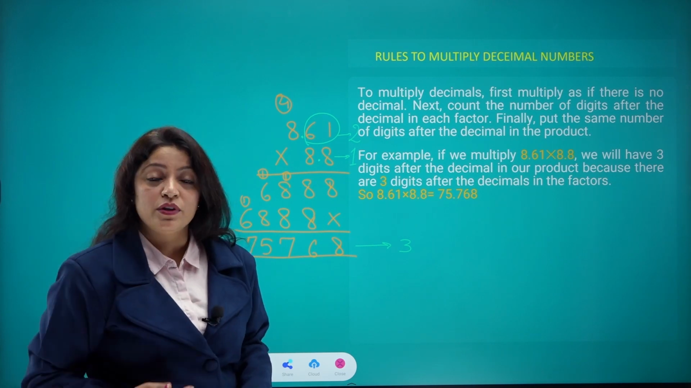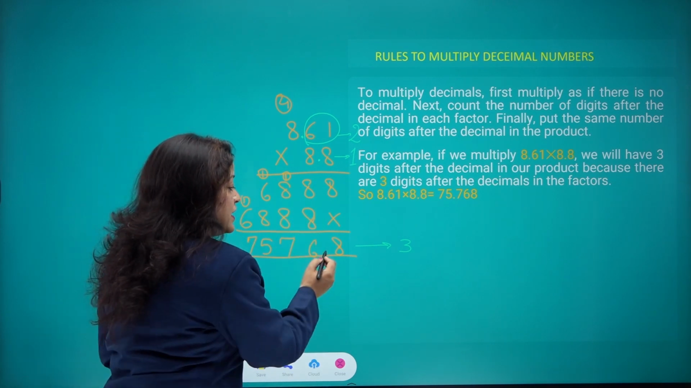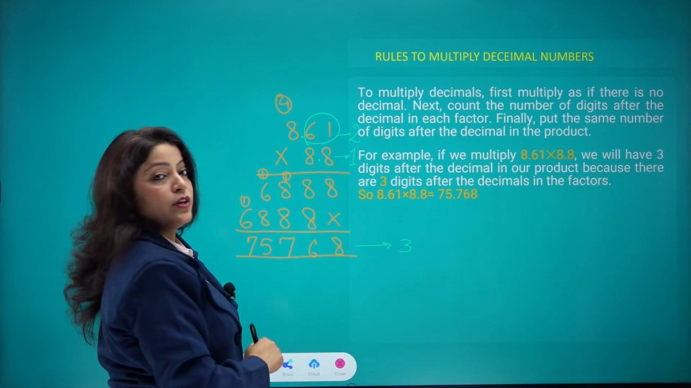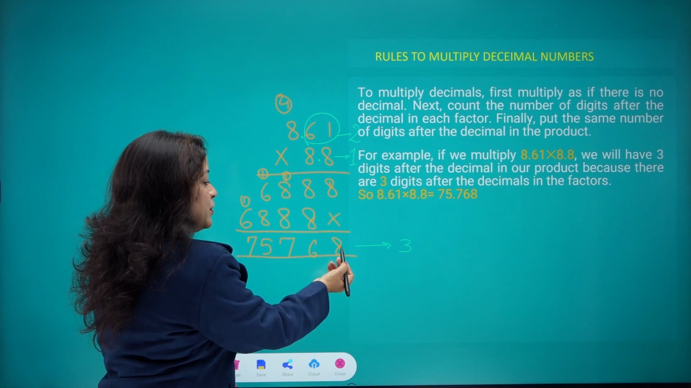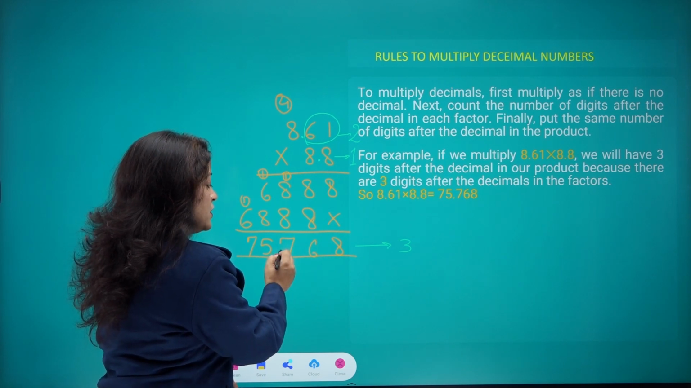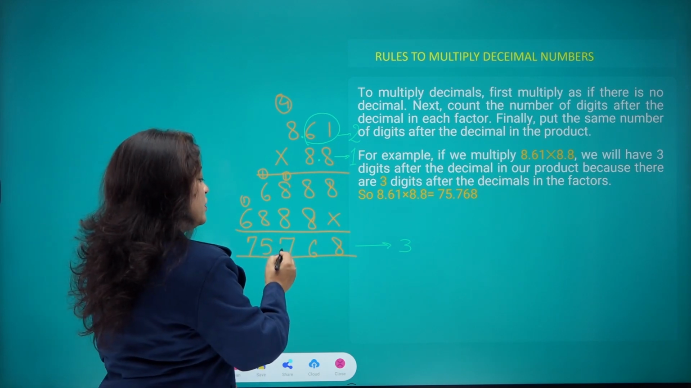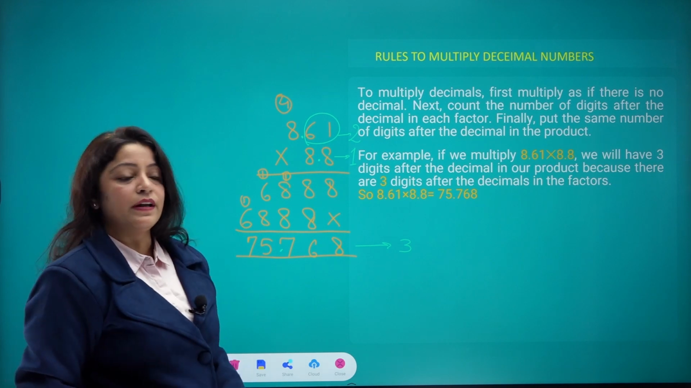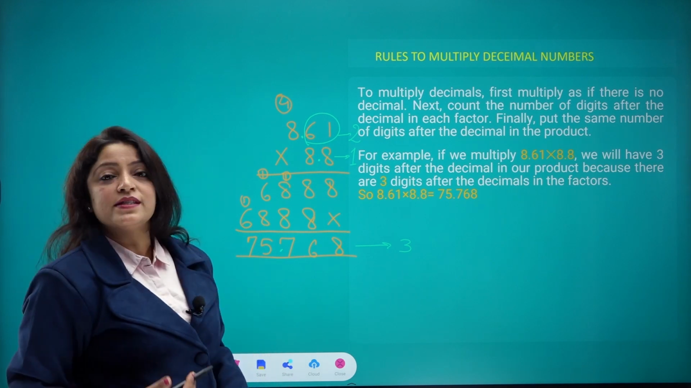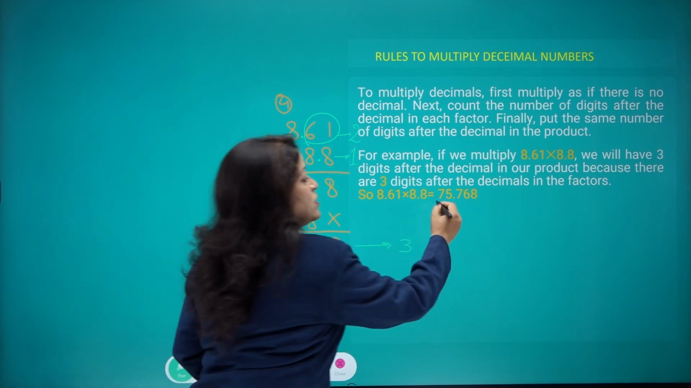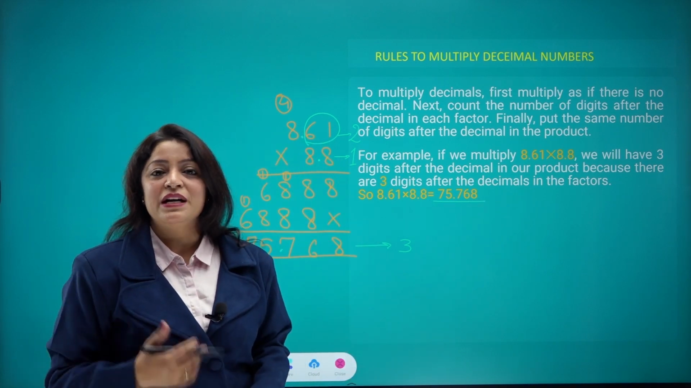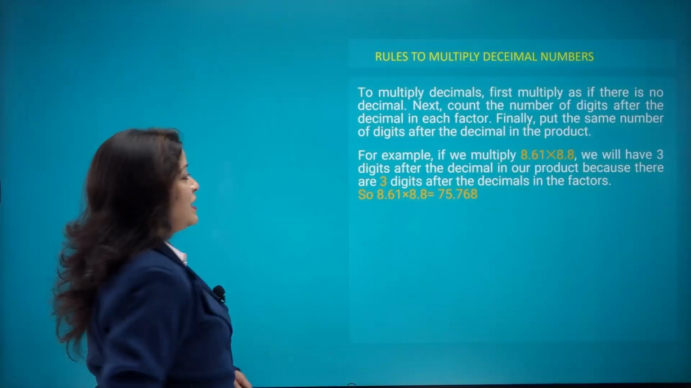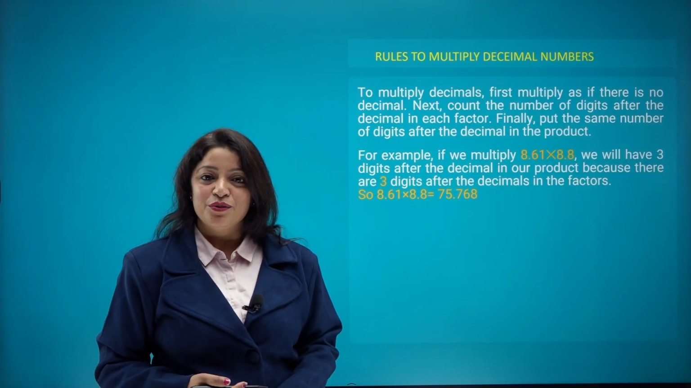So where should I put the decimal now? If I put the decimal here, it will be just 1 digit. If I put it here, it will be just 2 digits. So we'll simply put it before 3 digits, and the final result will be 75.768, which is your final result. So I think this multiplication of decimal number with the decimal number is clear to you.